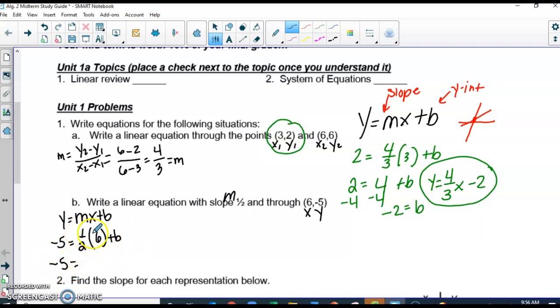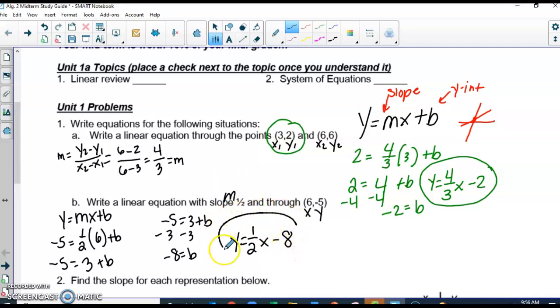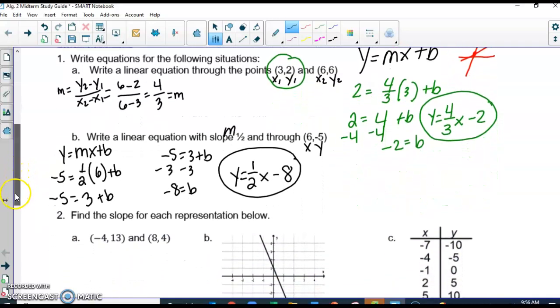-5 equals 1/2 times 6. So 1 times 6 is 6, divided by 2 is 3. Now I want to subtract 3 from both sides. So I'll just write this again so you can see my work. When I subtract 3 from both sides, I get -8 equals b. And now I can go back and plug it into my main equation. So y equals 1/2 x minus 8. So those are your answers for problems 1A and B.